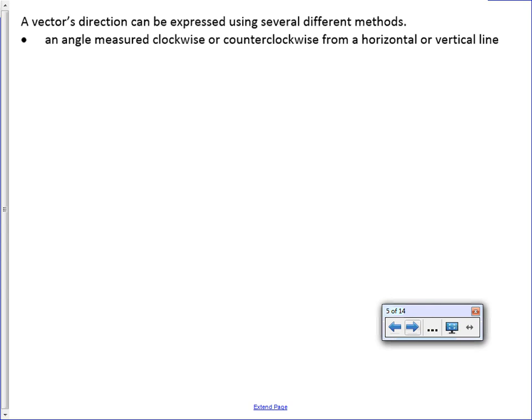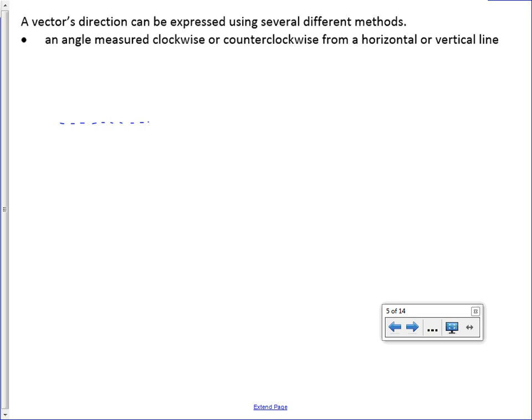So a vector's direction can be expressed using several different methods. One way is it can be an angle measured clockwise or counterclockwise from a horizontal or vertical line. Do we all know what clockwise versus counterclockwise is, guys?